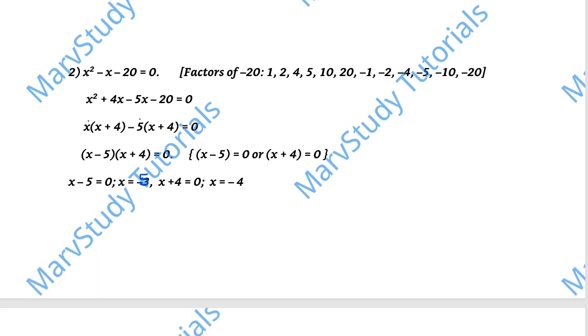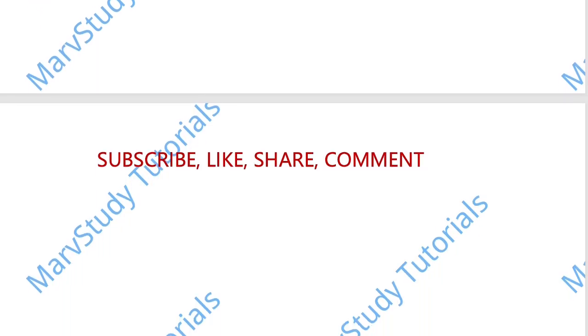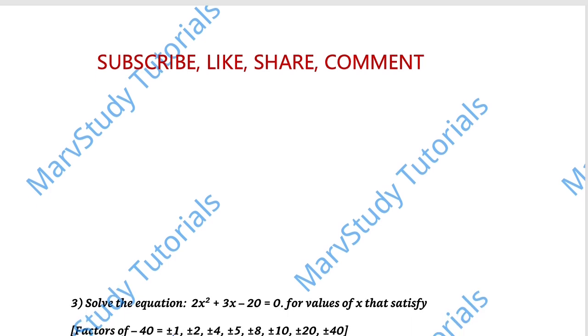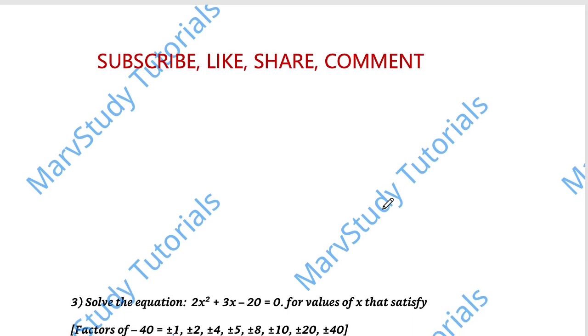So we'll take the third example. The third example says solve the equation 2x squared plus 3x negative 20 equal to 0 for the values of x that satisfy. So we'll check for the value of c times a. In this case, the value of c is negative 20 and the value of a is 2. So negative 20 times 2 is going to give us negative 40, right?